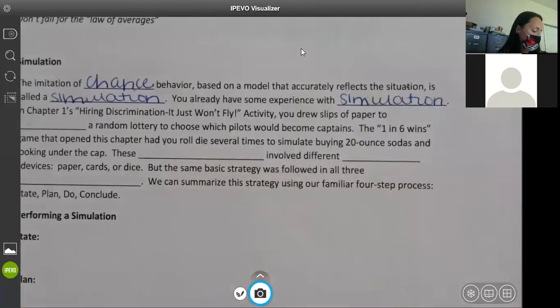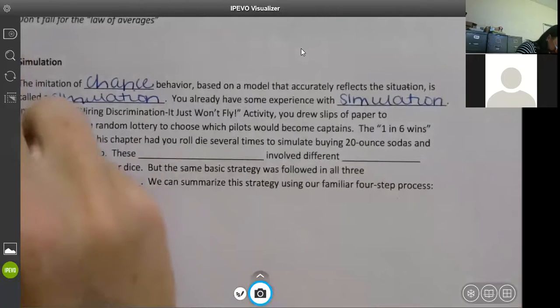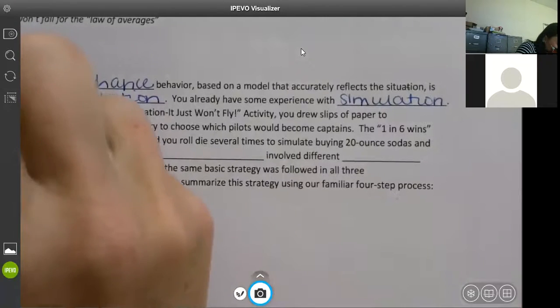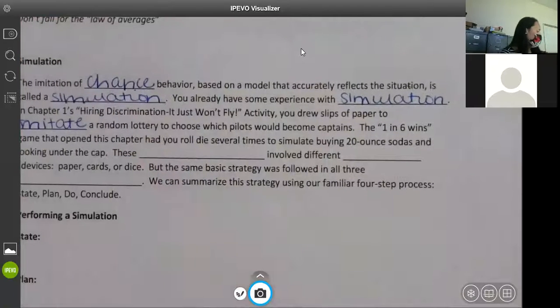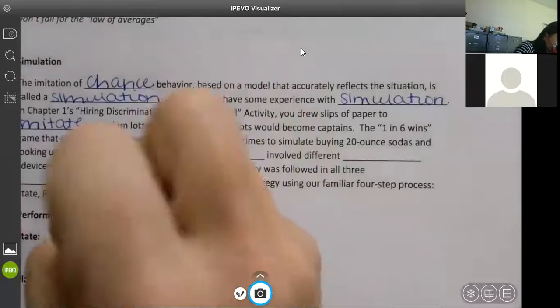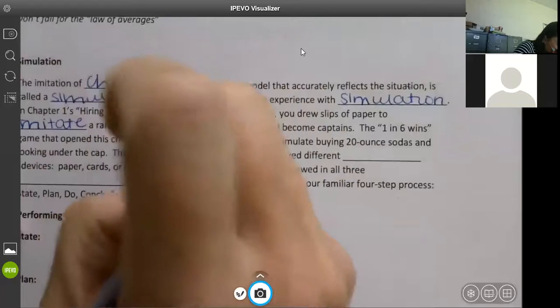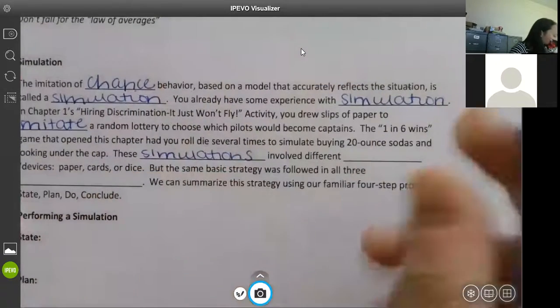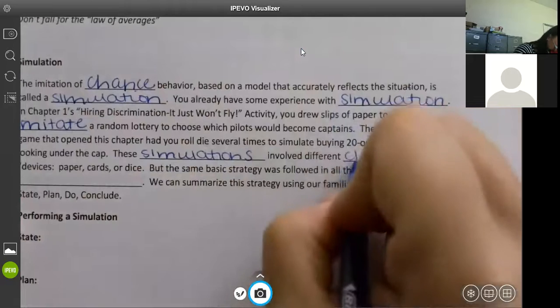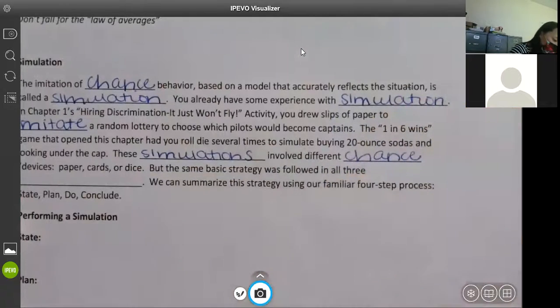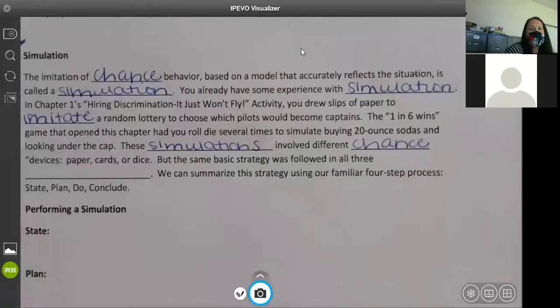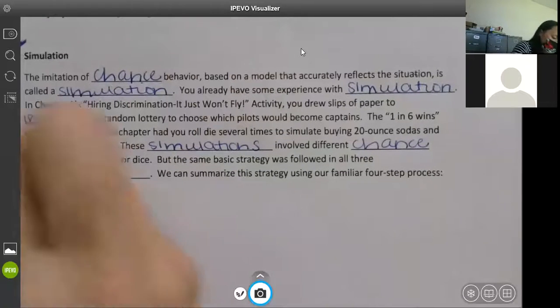In chapter 1's hiring discrimination activity, you drew slips of paper to imitate a random lottery to choose which pilots would become captains. The 1 in 6 wins game that opened this chapter had you roll dice several times to simulate buying 20-ounce sodas and looking under the cap. These simulations involve different chance devices, paper, cards, or dice, but the same basic strategy was followed in all 3 simulations.